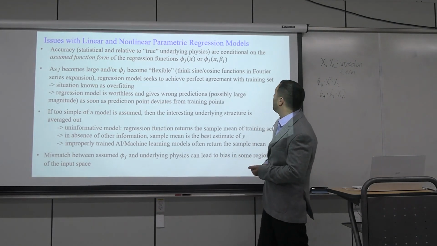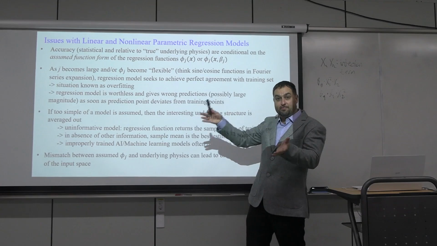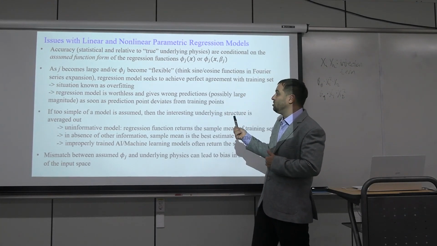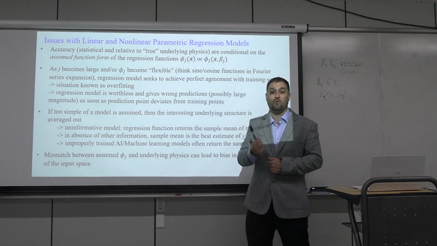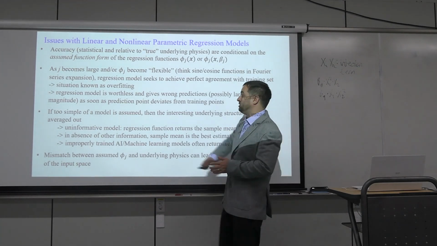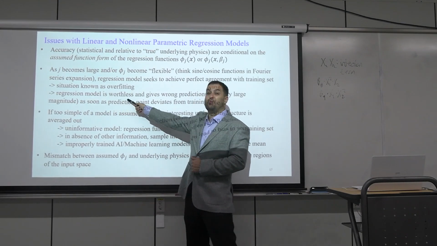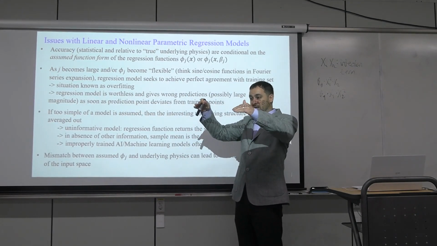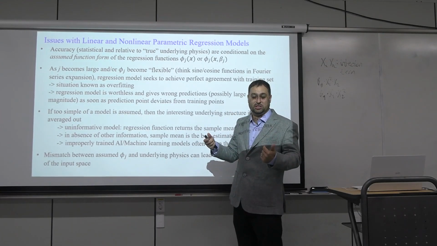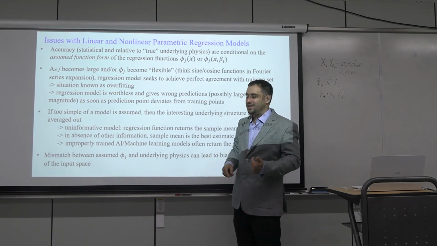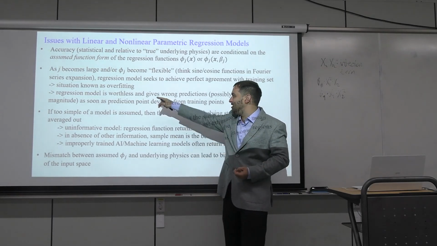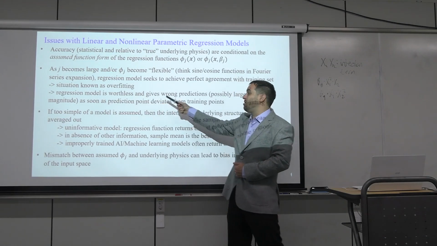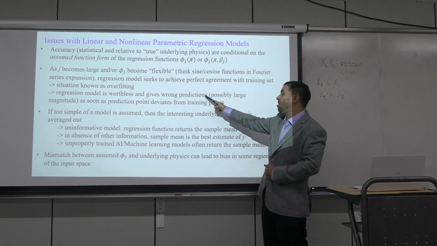If you have too many parameters or too flexible regression functions, your model is going to be prone to overfitting, which is a terrible situation. If you have an overfit model, the regression model is worthless. Actually, it's not just worthless, it gives you the wrong information. Worthless implies zero, but it's actually negative. The regression model is worthless and gives wrong predictions.